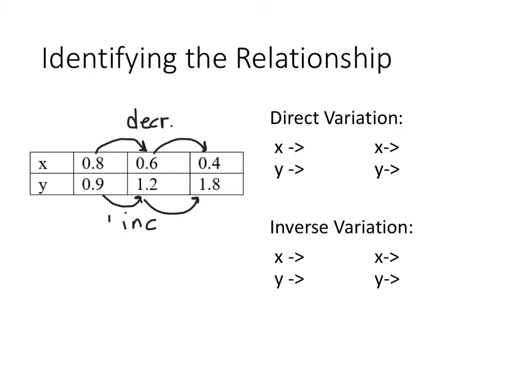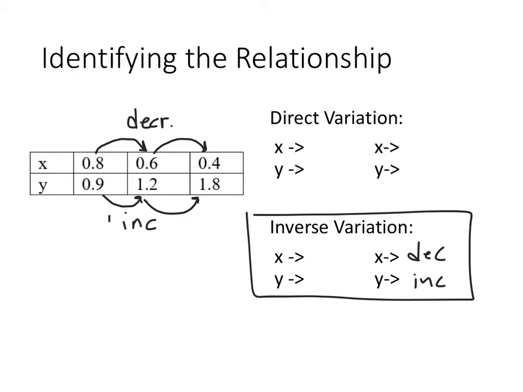And so what I can look at here is that because x is decreasing, y is increasing, and so this is going to be an inverse relationship, because we said that with an inverse relationship, as one increases, the other one should decrease, and vice versa. But with a direct variation, they're both going to be doing the same thing. As one decreases, the other one decreases. As one increases, the other one will also increase. But in this situation, we have a decreasing and we have an increasing. And so we can identify this as being an inverse variation.